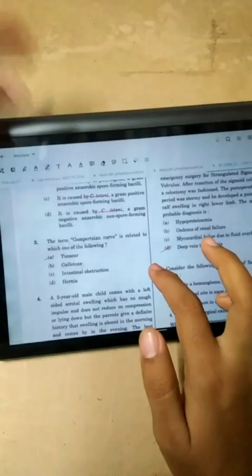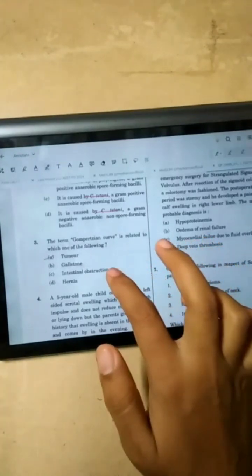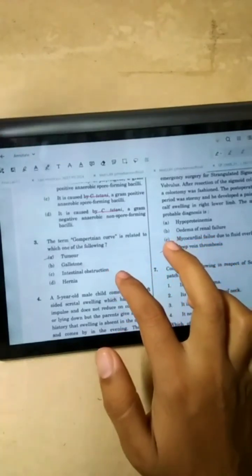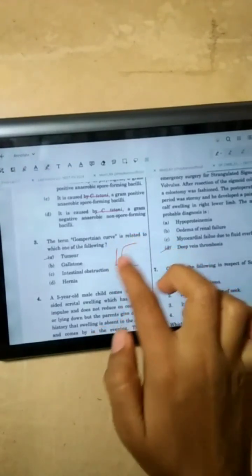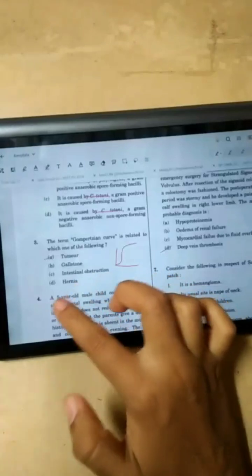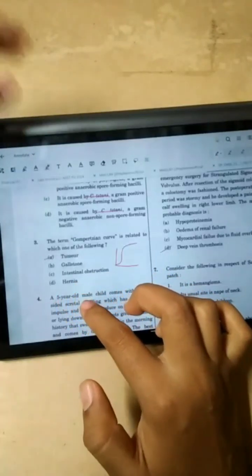Next, the term Gompertzian curve. Just you need to know this is the sigmoid shaped curve. So this is related to tumor cancer cell growth.